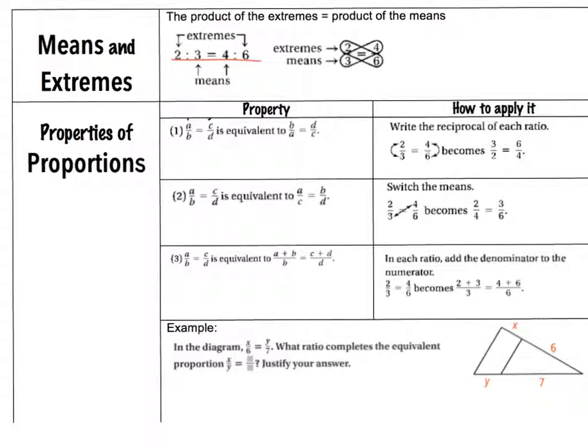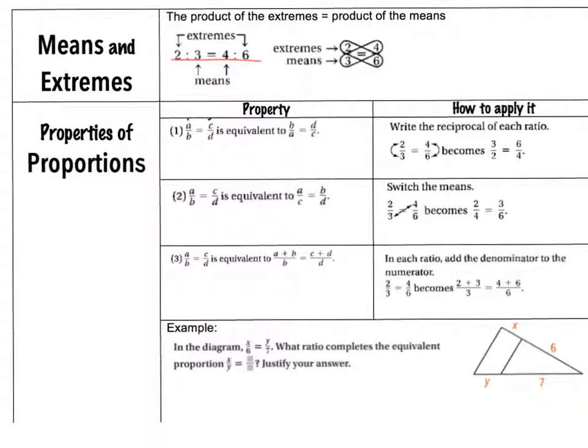Finally, we have the last case where A over B equals C over D is equivalent to A plus B over B, and that's equal to C plus D over D. In this case, we add the denominator to the numerator. So if in the first case we have 2 over 3 becomes 2 plus 3 over 3, and then the second one becomes 4 plus 6 over 6. And we'll see that if we find our cross products, again, it really doesn't change it.